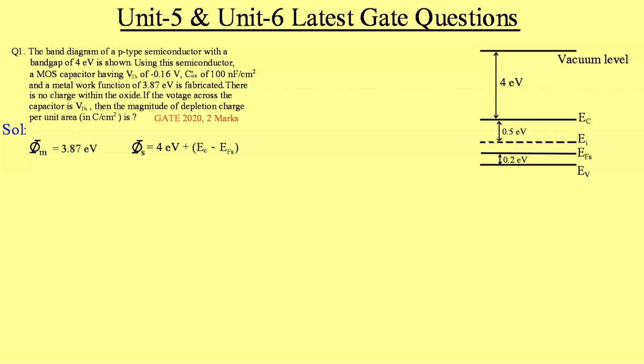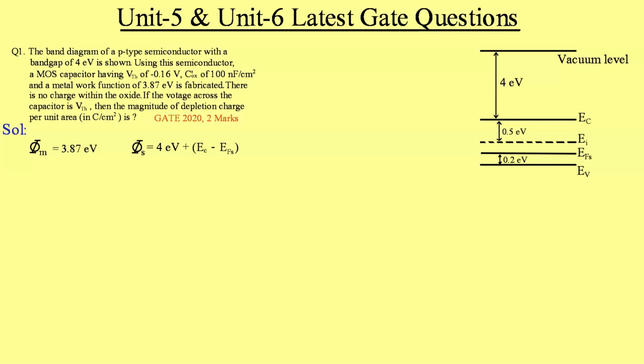Now let's check out the solutions. In the question, the metal work function is provided, and to find the semiconductor work function, we have the energy band diagram. The semiconductor work function is defined with respect to the vacuum energy level and the Fermi level of the semiconductor. We can split the energy from vacuum level to conduction band energy level, and conduction band energy level to Fermi energy level of the semiconductor.